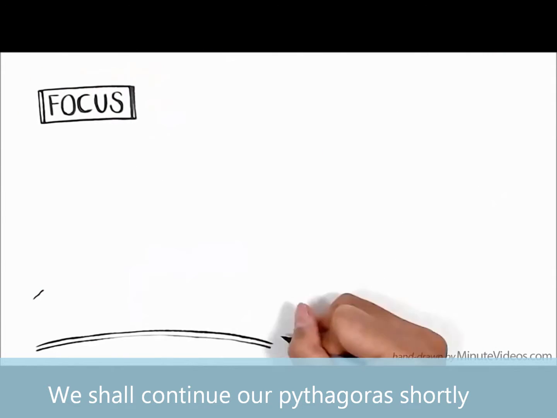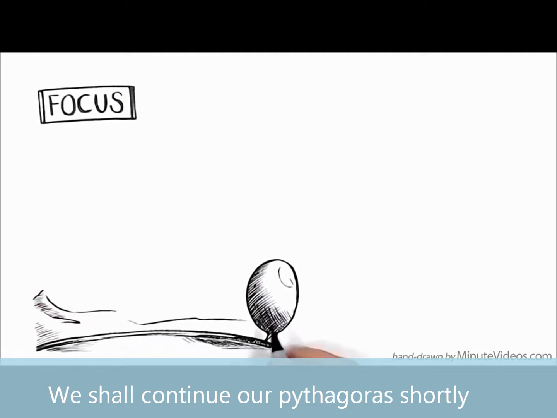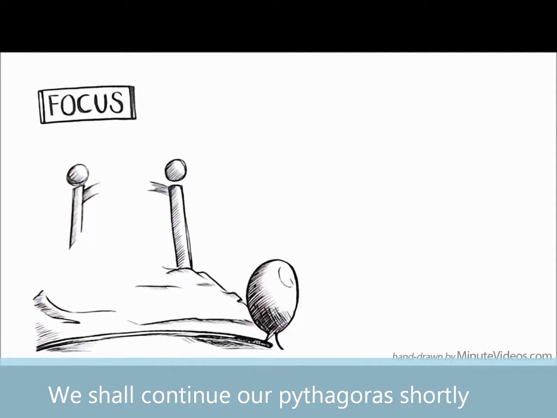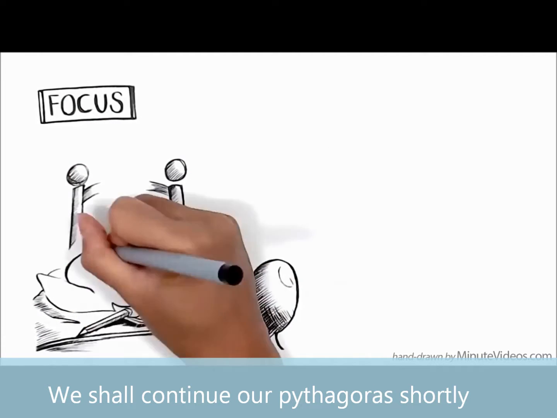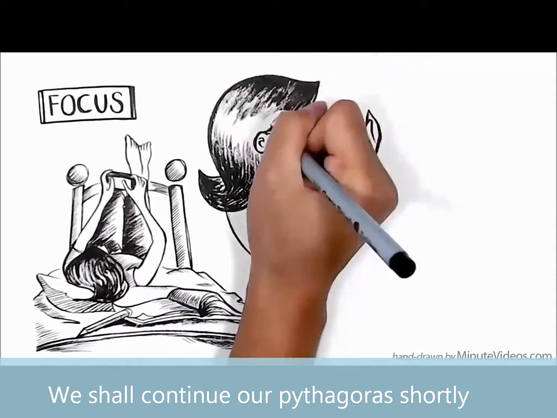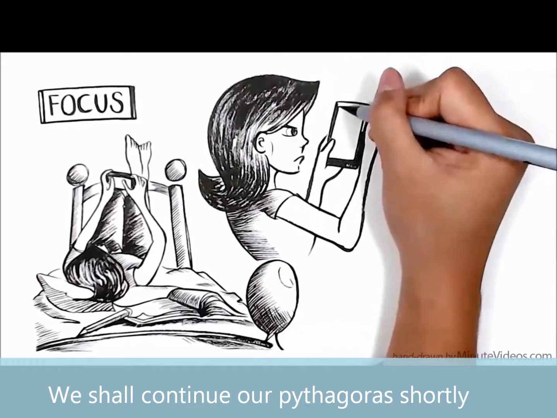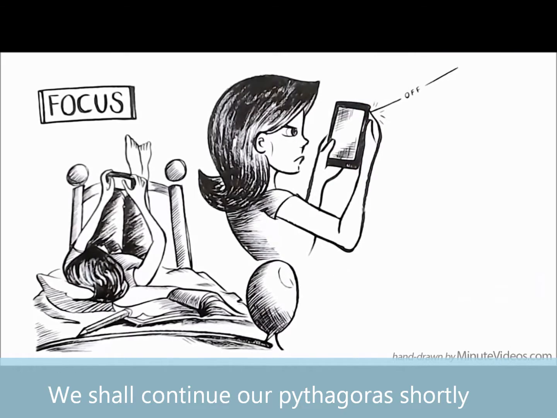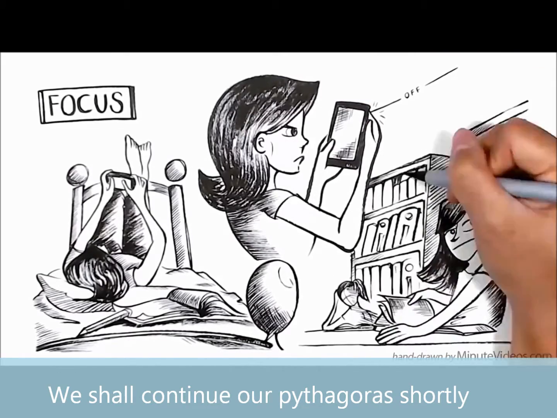Focus. If you tend to procrastinate, which means that you tend to switch from doing something hard like studying maths to something easy like browsing the web, protect yourself from distraction. One way of doing this is to shut down your mobile phone or go to a quiet place like a library.